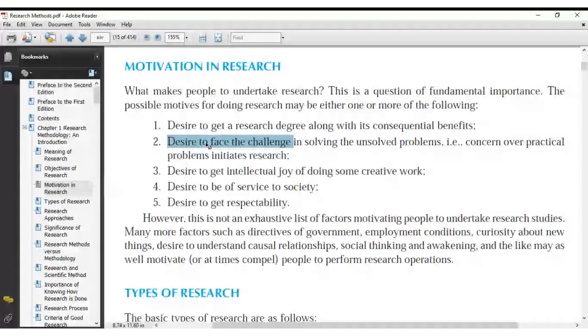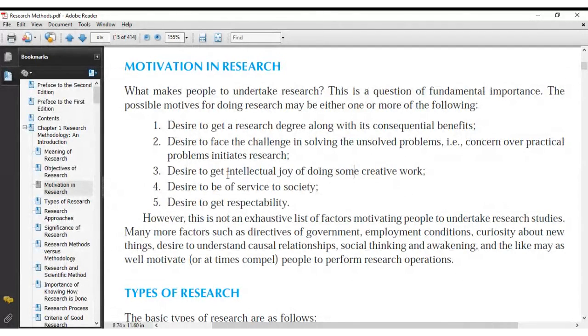Then number 3, the desire for intellectual joy. Now, what is intellectual joy? Intellectual joy is basically the satisfaction of reading. There are people who do research not because they want an academic degree or a diploma, not because they want to solve a problem. It's just that they want to know. Okay, there are people who read to know, and I encourage you to be that kind of student, the one who reads to know. Even if you are not reading for an exam, you are always reading to know things. This is what is called intellectual joy.